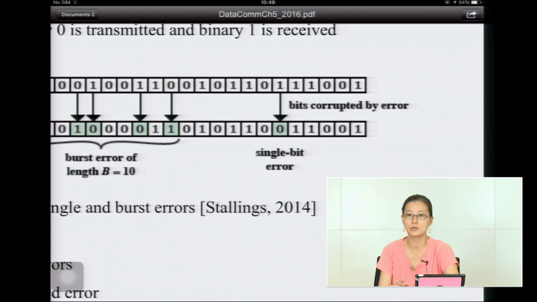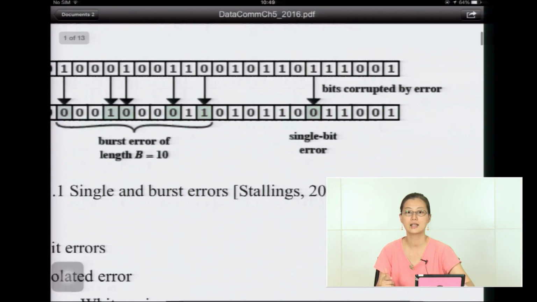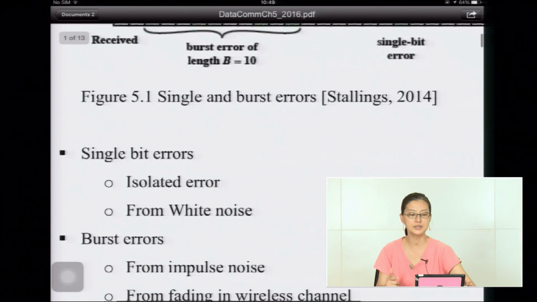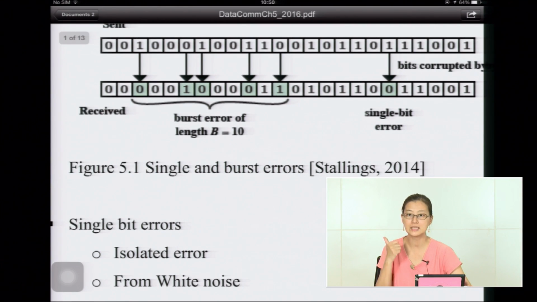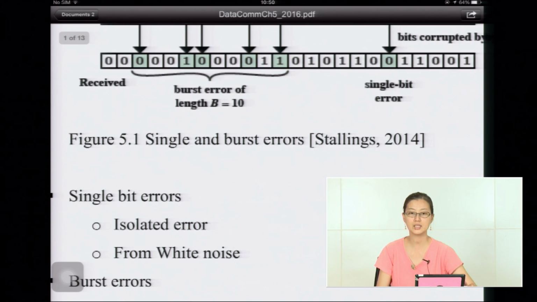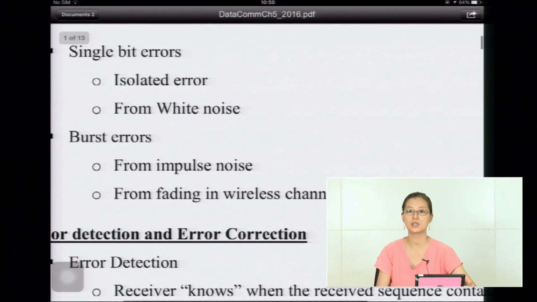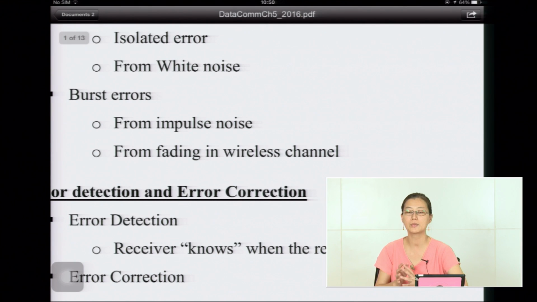So there are the types of errors we can think of in communications: single bit error and burst error, okay? And the code is used in order to correct both the single bit error and the burst error. The single bit errors are isolated errors, and usually occur from white noise. But the burst errors usually occur from impulse noise and from the fading effect, okay, in wireless channels.